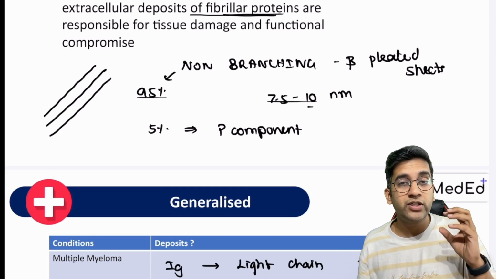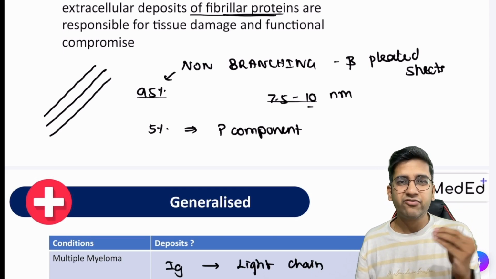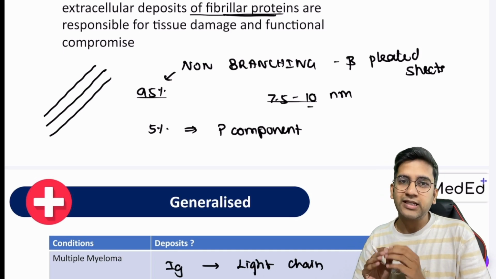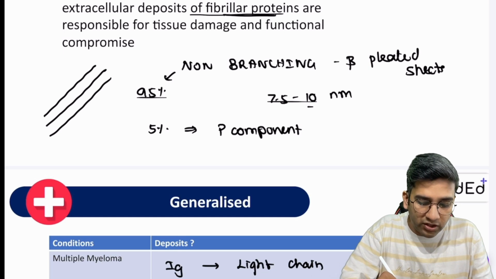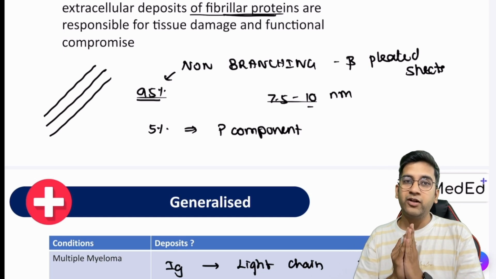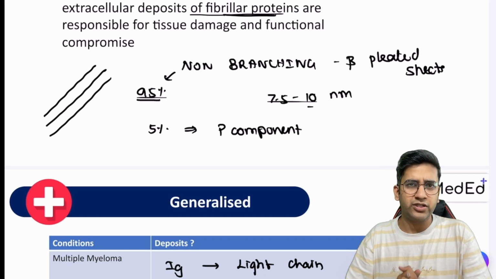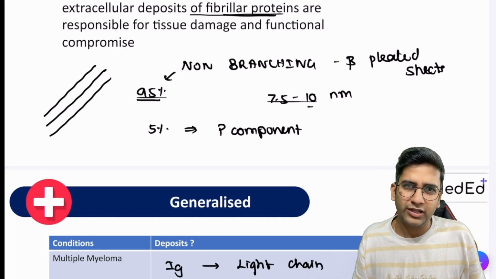This constitutes 95% of amyloid. The remaining 5% has a few other proteins and a P component called glycoprotein. The predominant part of amyloid, 95%, is made of non-branching fibrils of beta-pleated sheets. It's a misfolded or malformed protein, that's all, right?